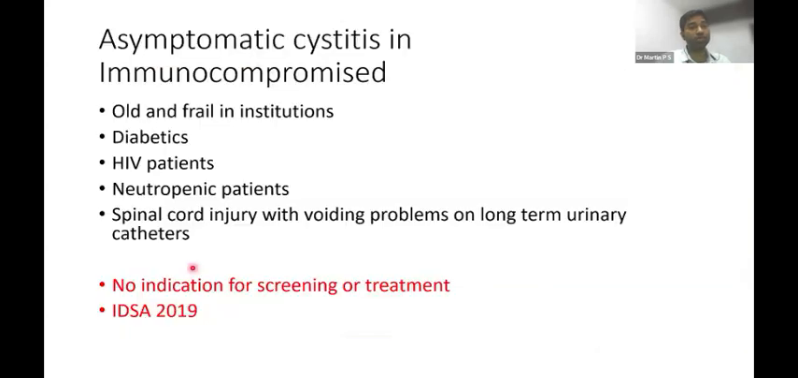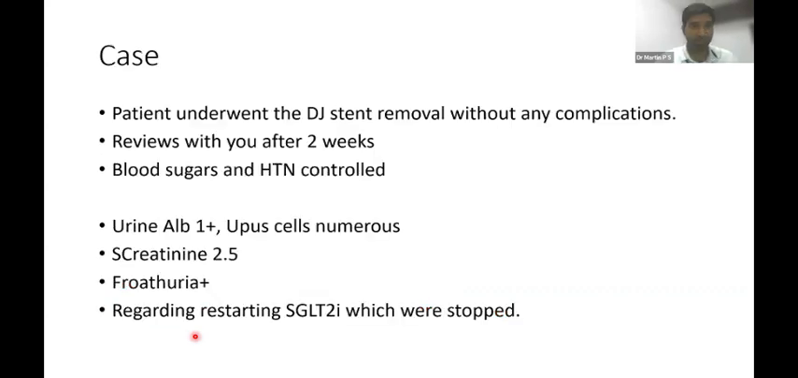So asymptomatic cystitis in immunocompromised patients, see, diabetics, old, frail, who are living in institutions, HIV patients, neutropenic patients, spinal cord injury patients with voiding problems who are on long-term urinary catheters. None of these patients require treatment for asymptomatic cystitis or asymptomatic bacteriuria, very clearly mentioned in the IDSA 2019 guidelines. This is all for preventing bacterial resistance, which is a big problem now.